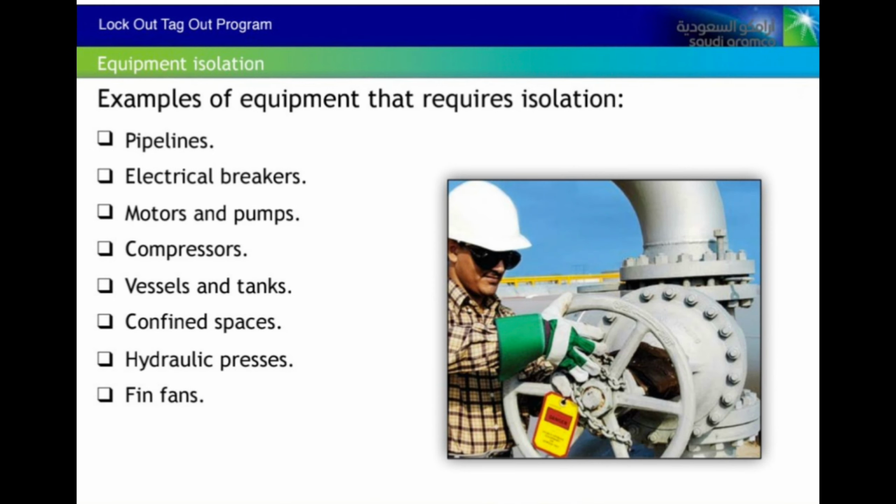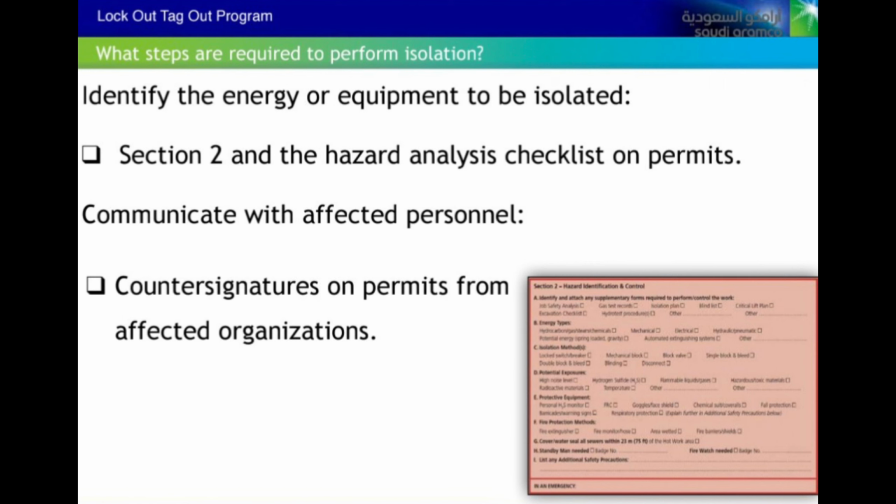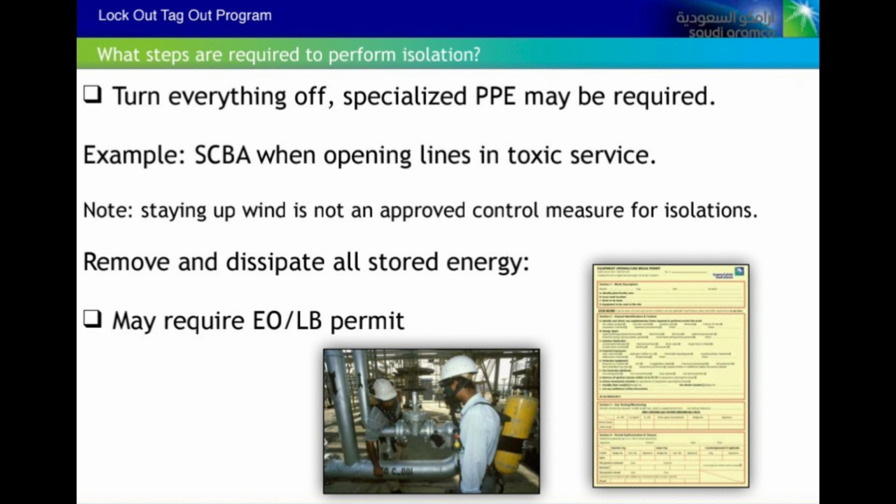Examples of equipment that requires isolation: pipelines, electrical breakers, motors and pumps, compressors, vessels and tanks, confined spaces, hydraulic presses, fans. What steps are required to perform isolation? Identify the energy or equipment to be isolated, Section 2, and the hazard analysis checklist on permits. Communicate with affected personnel. Counter signatures on permits from affected organizations. Turn everything off. Specialized PPE may be required.